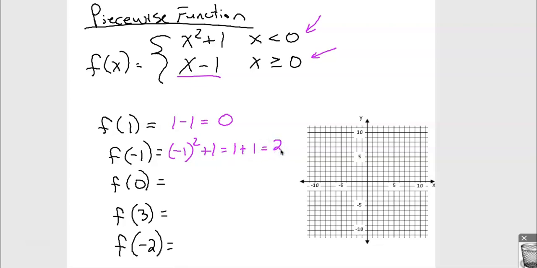I put 0 in, so notice this is greater or equal to 0, so 0 minus 1, I'm using the second function, I'm going to get negative 1. F of 3, I'm going to use the second function because 3 is greater than 0, so 3 minus 1. And then f of negative 2, so put negative 2 in, I'm going to use the top function.